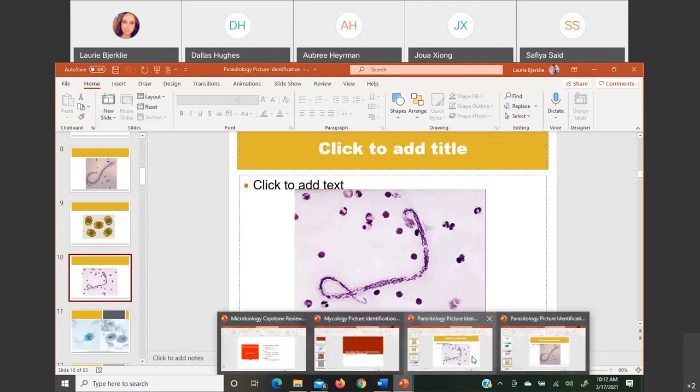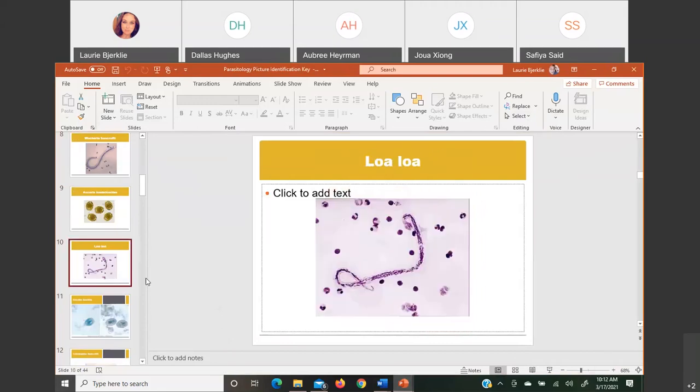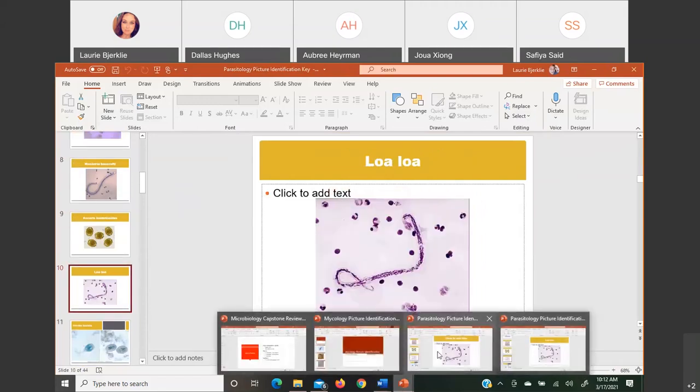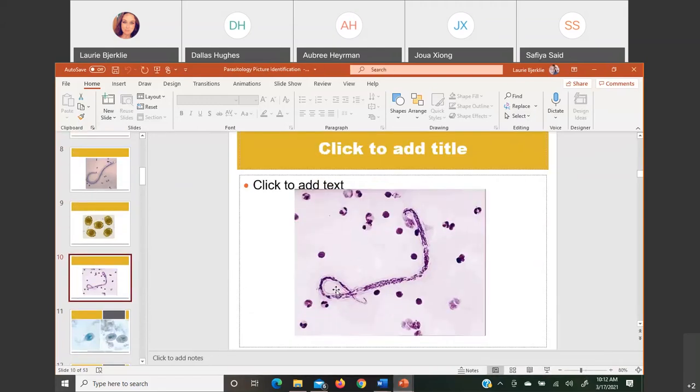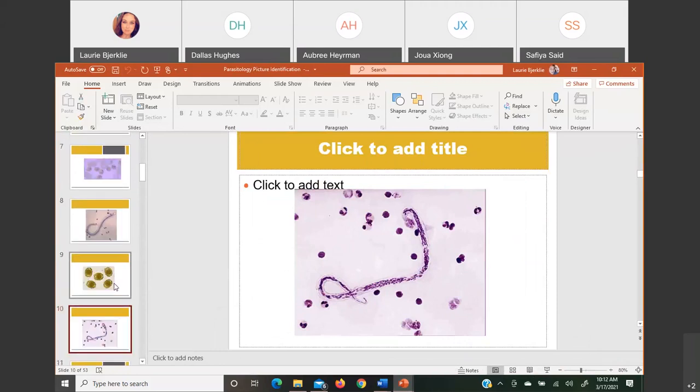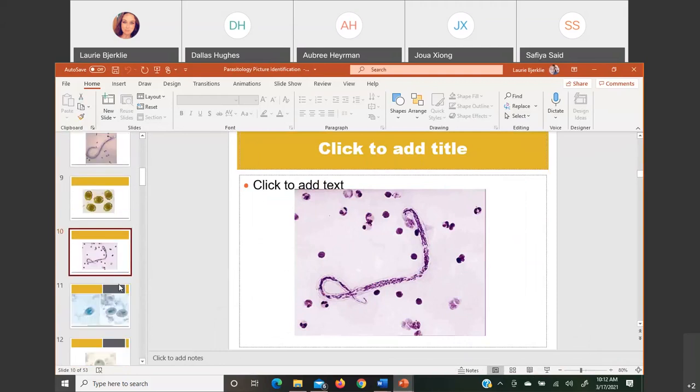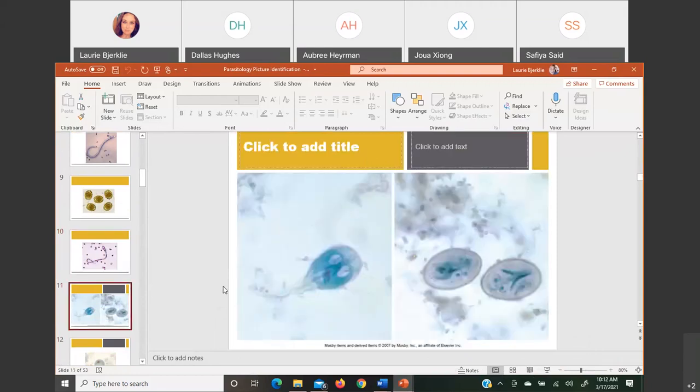All right. I got to look up. I'm going to just tell you what this one is. I think this one's Loa loa. Yes. Okay. Good. Because it has nuclei extending all the way to the end of that tail there, if you can kind of see that. So that is Loa loa. Loa loa, again, is known to be the African eye worm. All right. How about this guy?